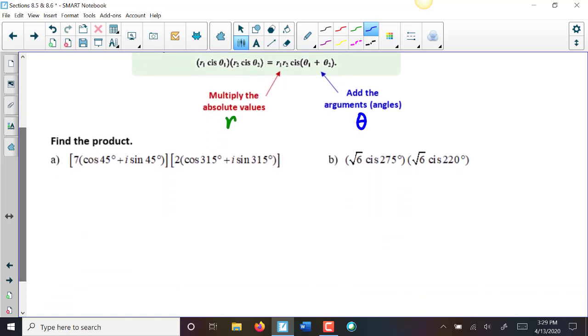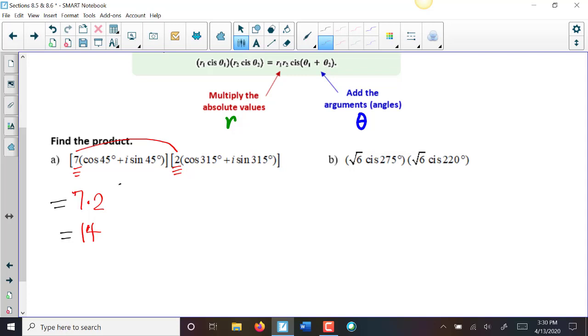So, for example, find the product. Here are two complex numbers. Both are in trig form. Okay, so I'm going to multiply their R values, their absolute values. So I get 7 times 2, which is 14. So what that means is that the absolute value that is the result of multiplying these has a distance of 14 units from the origin.